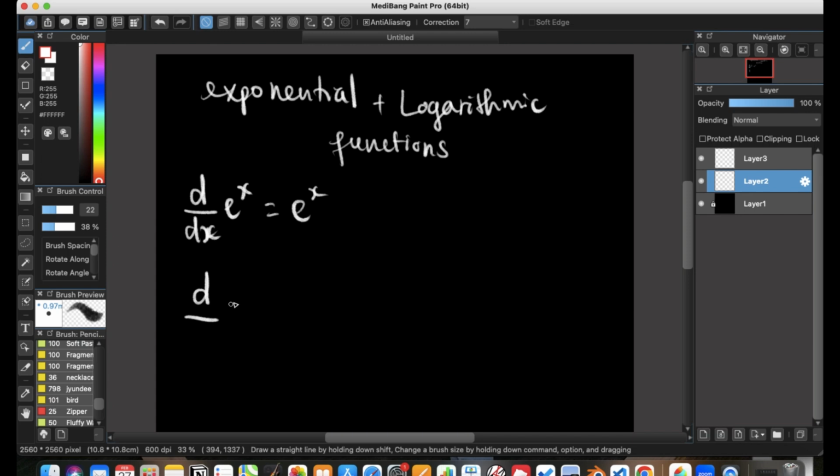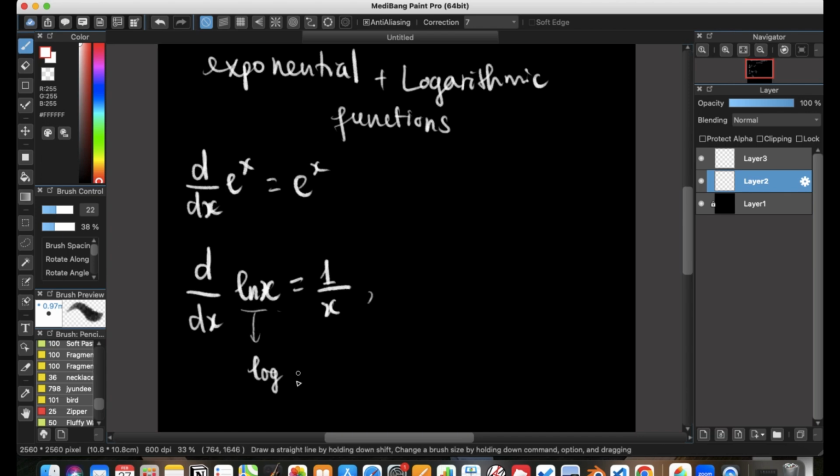Next, d of ln x would be equal to 1 over x. Easy, right? And we notice that this symbol is actually log base e of x, right? So you can see that because x is larger than 0, this should be larger than 0 too.